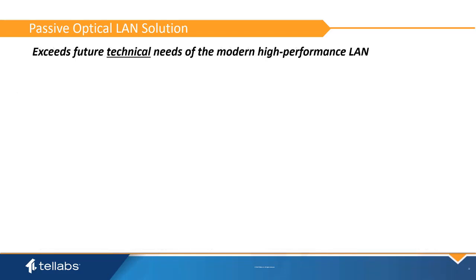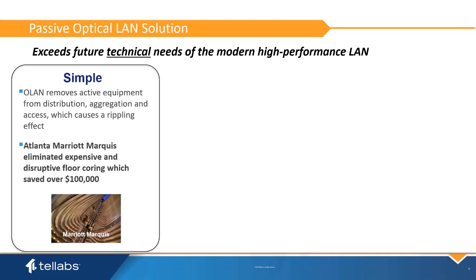Also, there are technical reasons to choose passive optical LAN. It removes electronics in the aggregation, distribution, and access networks, and actually reduces cabling requirements. There was an Atlanta Marriott Marquis project that we did where we reduced the coring on each floor needed to go through all the 55 stories. That saved Marriott over $100,000 and certainly cut back on the guest disruption as well.